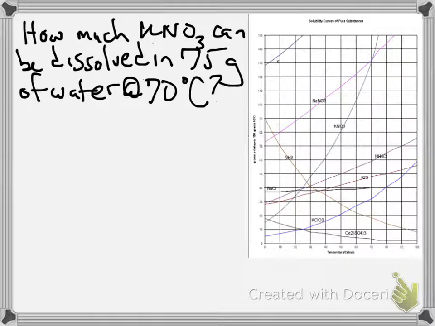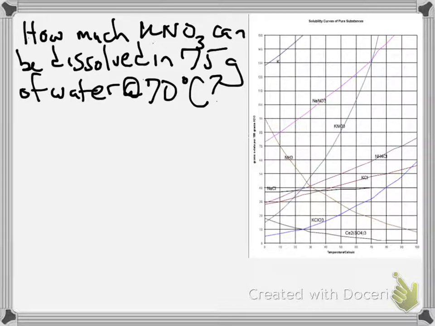Now a solubility curve is kind of exactly what it sounds like. You see one on the right side of your screen here. And basically it's going to tell you how temperature affects the solubility of different substances. Basically, how many grams of a substance you can dissolve in 100 grams of water.